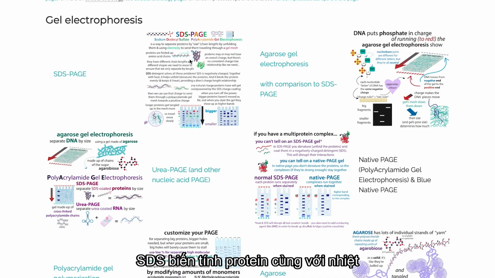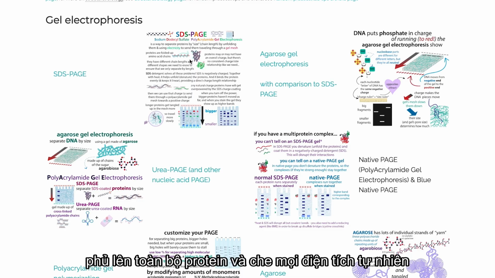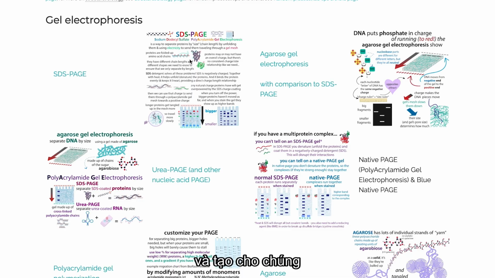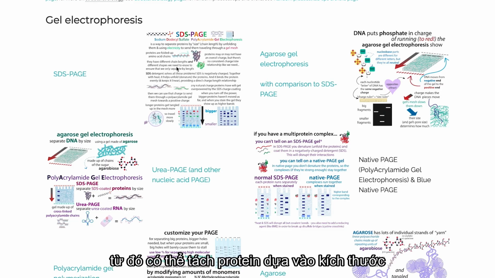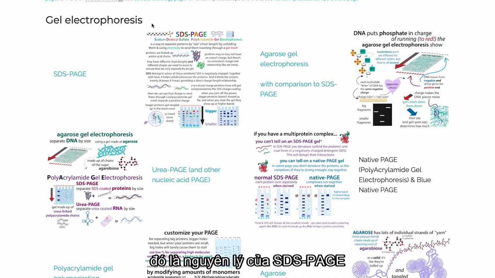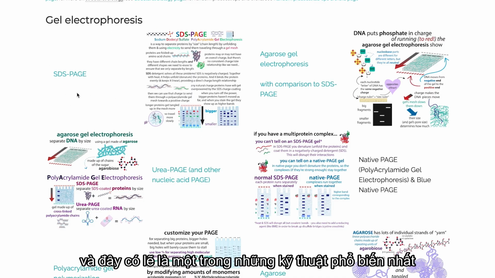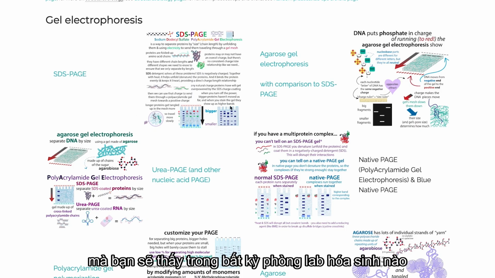It's going to denature the proteins along with your heat and keep them soluble, so allow them to slither through the gel. And since it's negatively charged, it's going to be coating all these proteins and hiding any sort of natural charge they have and giving them this uniform charge that's directly proportional to their length. And this way you can then separate the proteins based on their size. So that's the basis of SDS-PAGE, and this is probably one of the most common techniques that you'll see in any biochemistry lab.